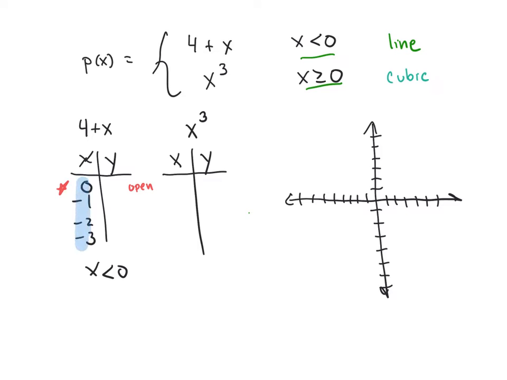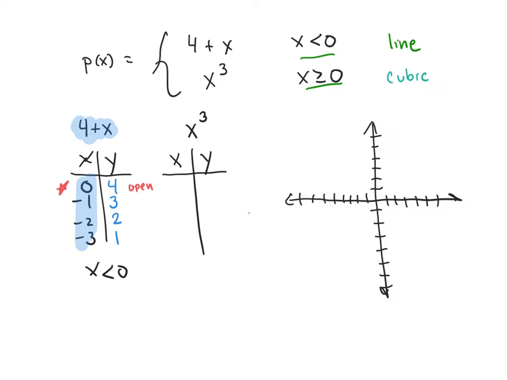So if I plug all of these x's in for 4 plus x, I'm going to do 4 plus all those numbers. For example, 4 plus 0, which is 4. 4 plus -1, which is 3. 4 plus -2, which is 2. 4 plus -3, which is 1. So those are going to give me some points. If I plot those, that's going to give me my line part.